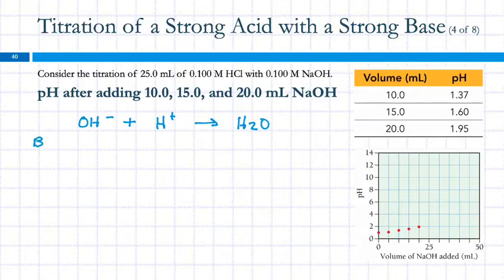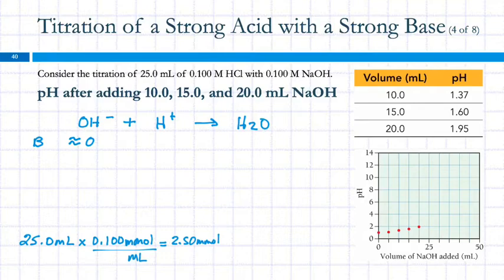So before we added anything, how much hydroxide ions did we have? Essentially 0. So we had 25 milliliters of 0.1 molar HCl. There is much less than 10 to the minus 7th moles per liter of hydroxide ions. It's so small it doesn't matter. The hydrogen ions here, we had 25 milliliters of 0.1 molar. How many millimoles is that? 2.5. 25 milliliters times 0.1 moles per liter, or millimoles per milliliter, is 2.5 millimoles.